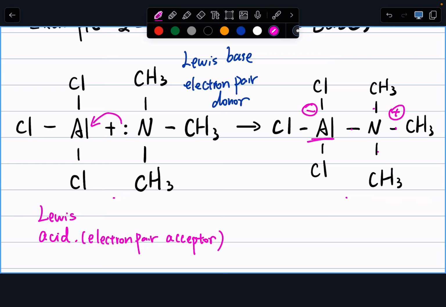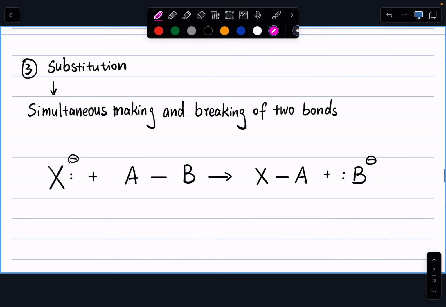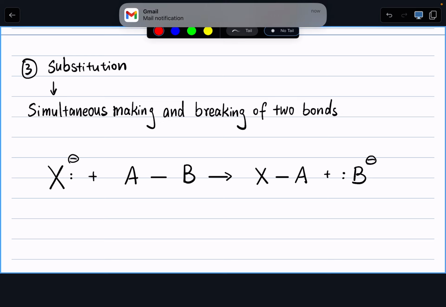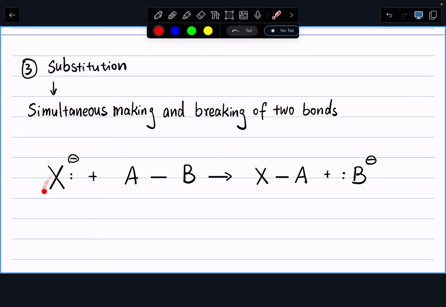So far, we're only drawing one arrow at a time because we're only talking about either a bond breaking or a bond formation process. But in reality, these reactions can be more complicated. You can have a substitution reaction. That's our next example. A substitution reaction is simultaneous breaking and forming of 2 chemical bonds. In this case, on the left is my reactant, and on the right is my product.